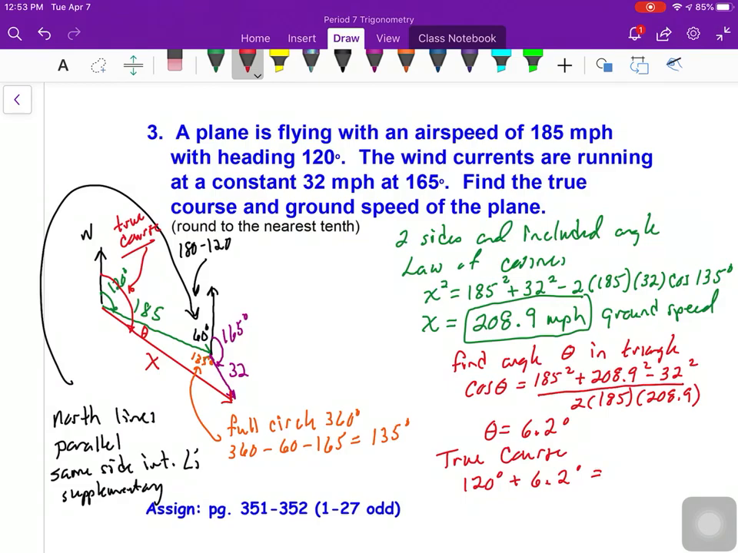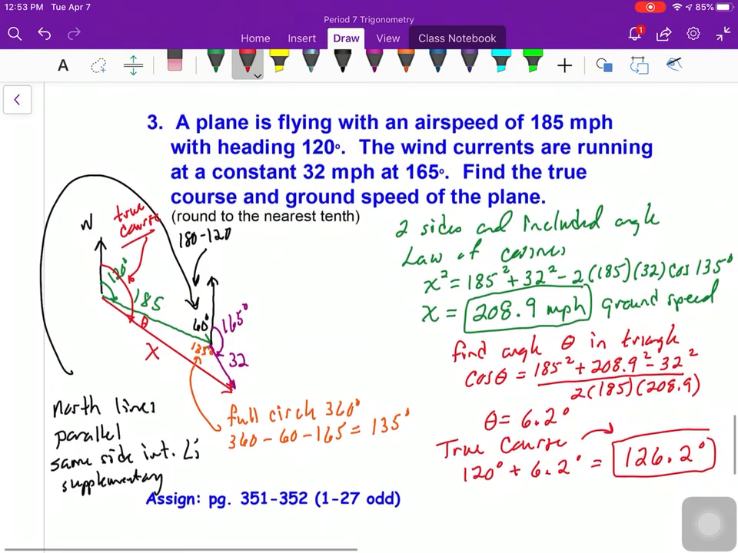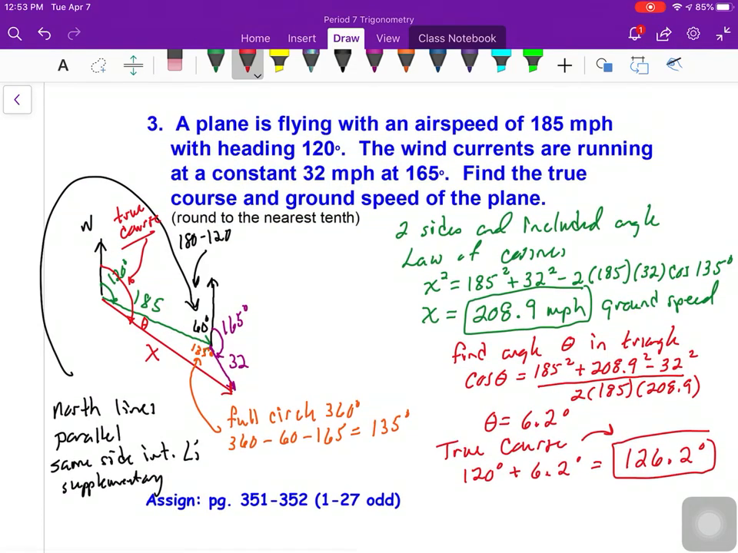But our true course is going to be 120 degrees plus 6.2 degrees, which is 126.2 degrees. That's the true course. And that's the law of cosines.